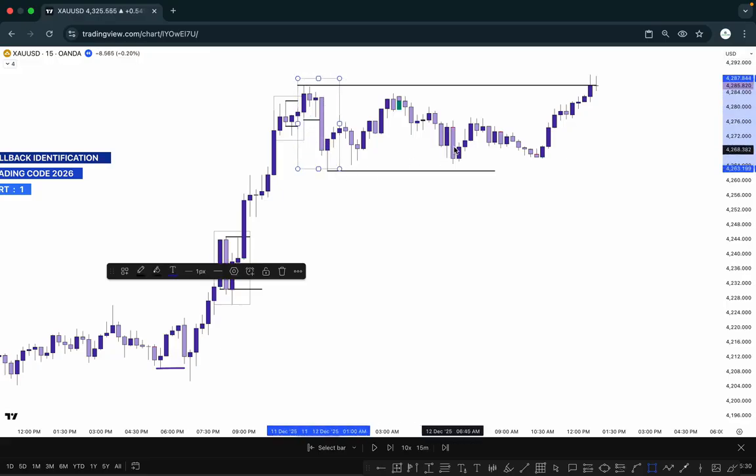Okay, and if you are thinking why we don't consider this as a valid pullback, and this one as well, it's because these are internal. So we need to understand where our major pullback and minor pullback are.